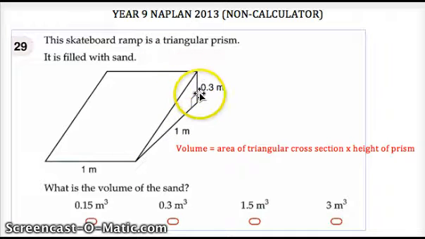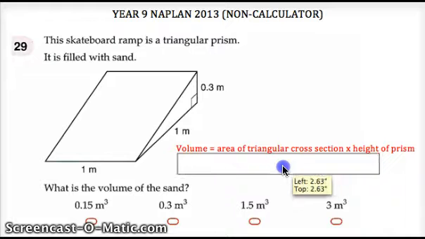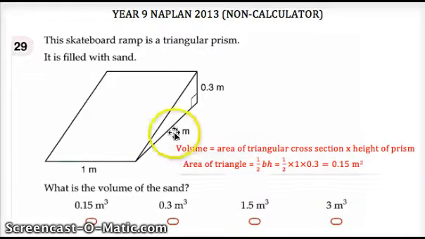So we have to find the area of this shape, this triangle here, and then times it by the height of the prism, or how far back the prism goes. So we'll be timesing it by 1 meter. Let's first work out the area of the triangular front face.